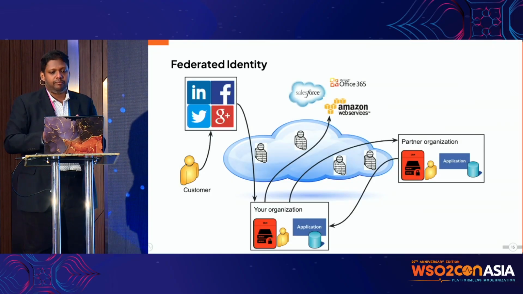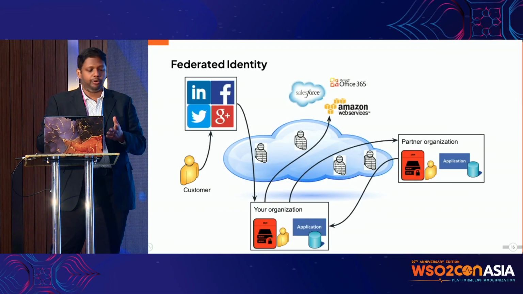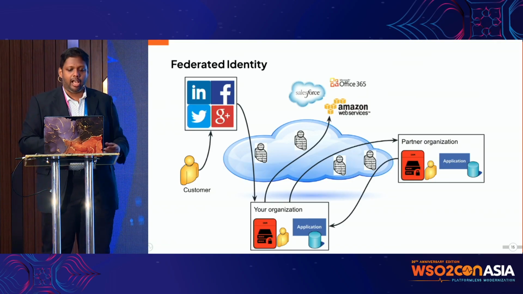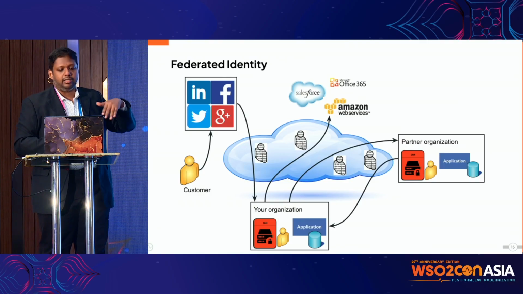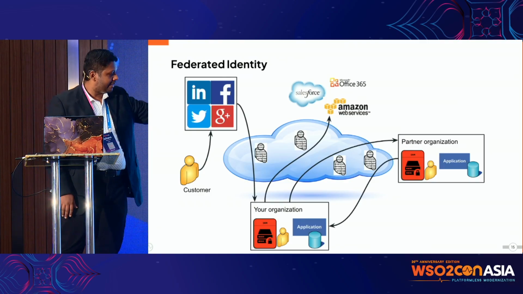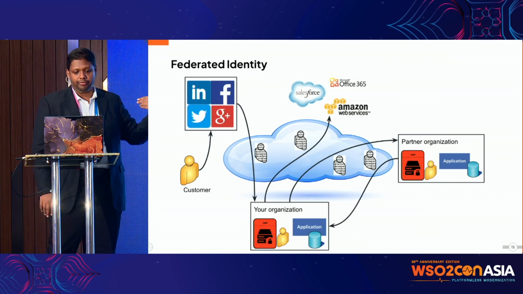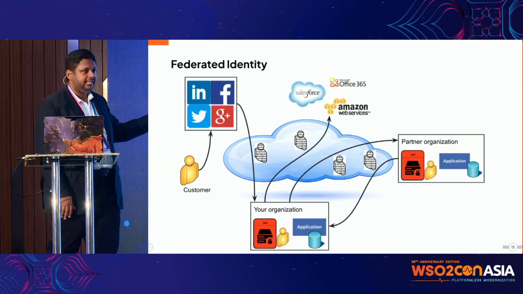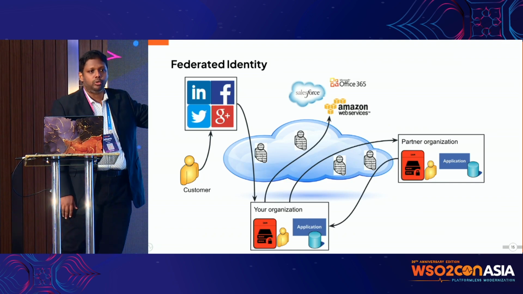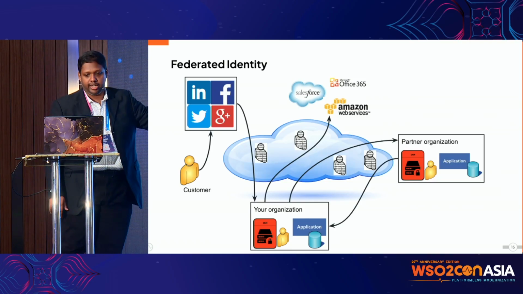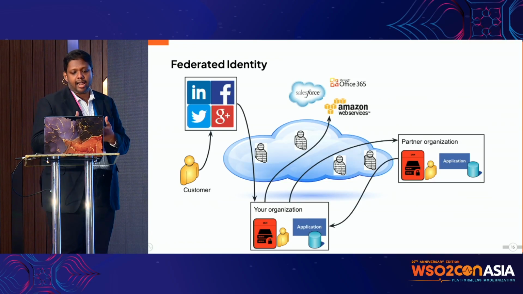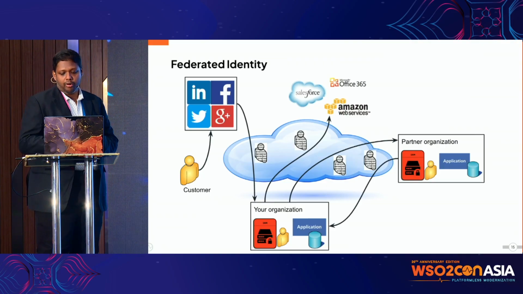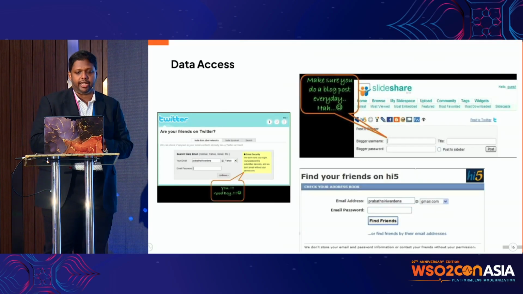So with federated identity, if you take your organization, you may be accessing cloud services, right? So those are the outbound federations. Then there may be partners who are accessing your applications, so inbound federations. Then there can be customers who are signing up through social login. Again, it's an inbound federation, right? So basically, you can see in an organization, there are multiple inbound and outbound federations. So that is what we call federated identity.